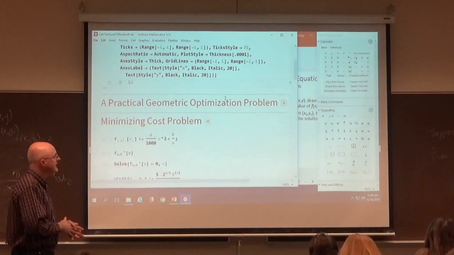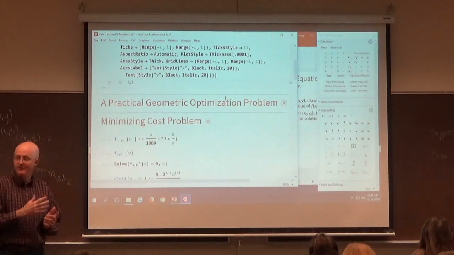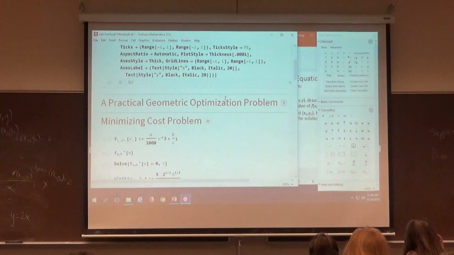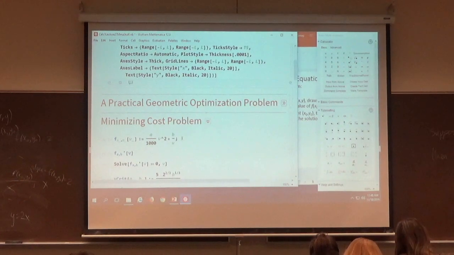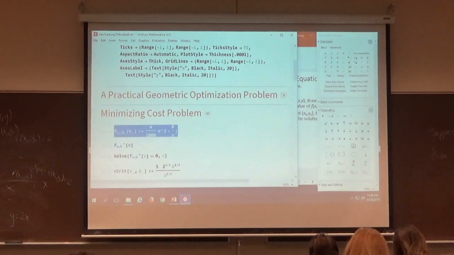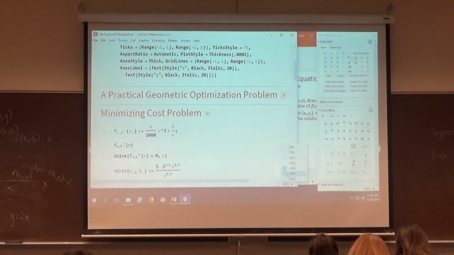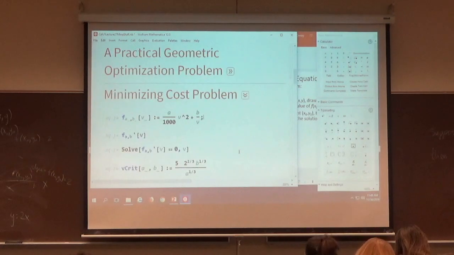To start lecture B, I want to show you some stuff on Mathematica related to what we just did in lecture A. So here was the function for the minimum cost problem. Remind yourself of some things I told you already as you look at this.